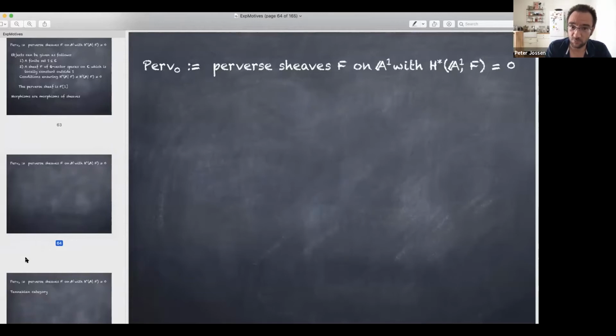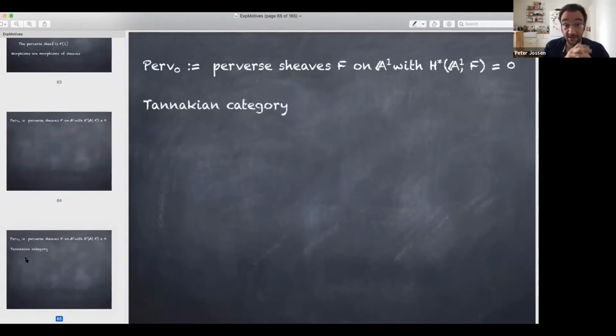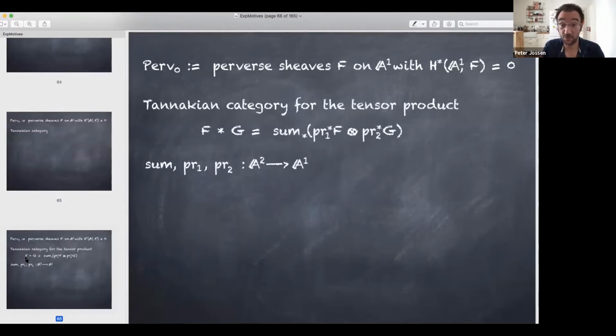But there is one more feature. It is in fact a tannakian category. So for these perverse sheaves, there are not just the direct sums and kernels and co-kernels and whatnot, but there's actually also a tensor product on this category of perverse sheaves. But it's not the usual tensor product of sheaves. It's not the pointwise tensor product. The tensor product works as follows.